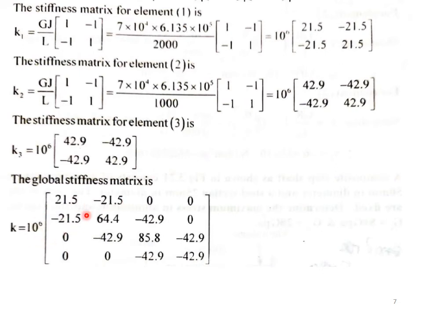power of 6 times [21.5, -21.5, 0, 0; -21.5, 64.4, -42.9, 0; 0, -42.9, 85.8, -42.9; 0, 0, -42.9, 42.9]. So this is the global stiffness matrix.